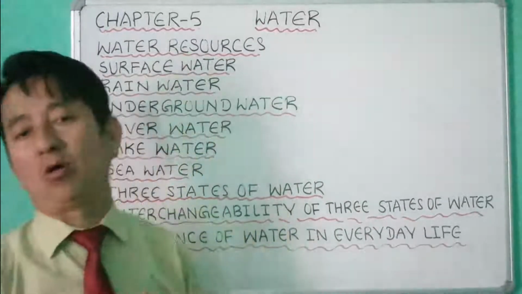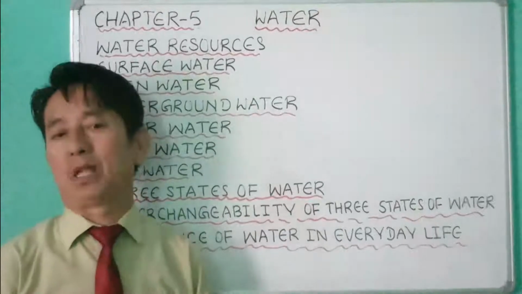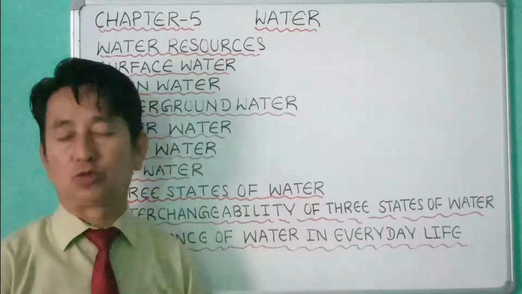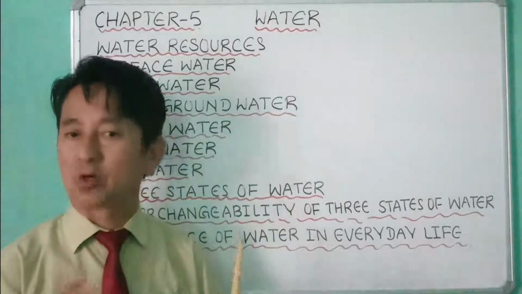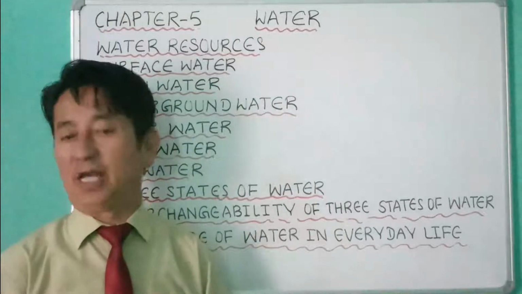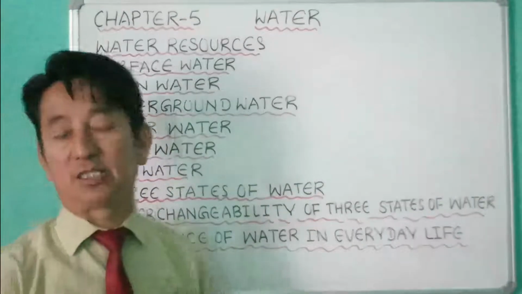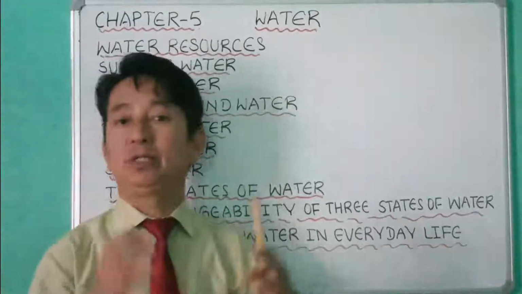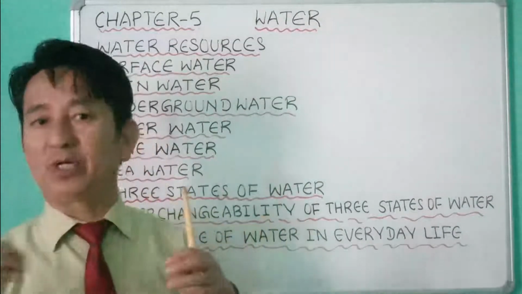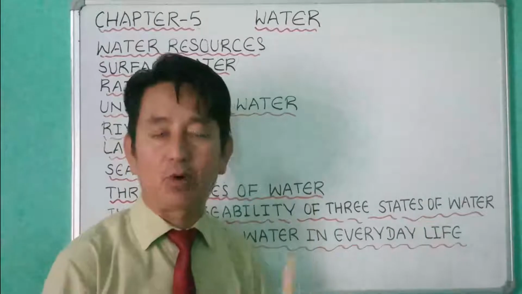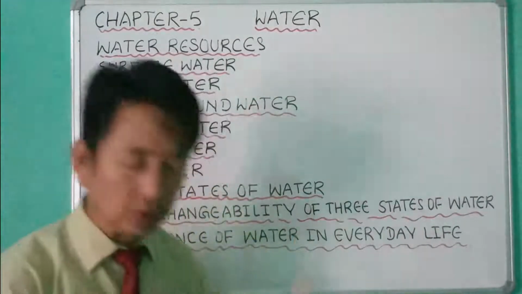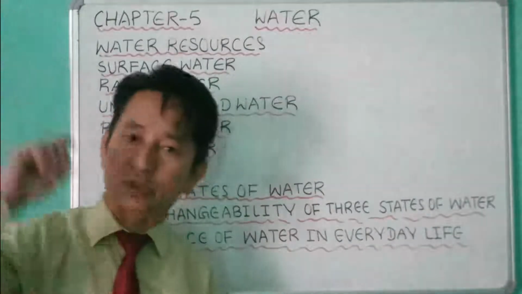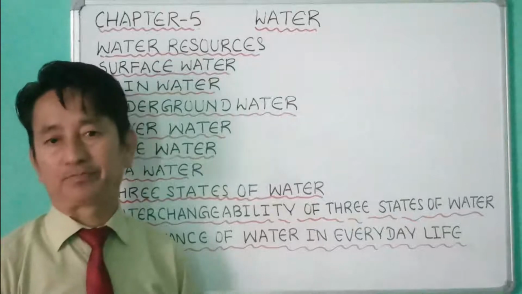And water is also needed for the growth of plants. Green plants need water to prepare their own food by the process of photosynthesis. Photosynthesis is a biochemical process in which green plants prepare their own food by using carbon dioxide from the air with the help of stomata, and they absorb water and minerals from the soil with the help of roots in the presence of sunlight and chlorophyll.